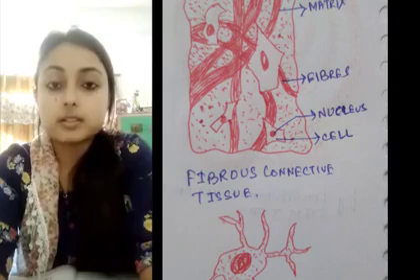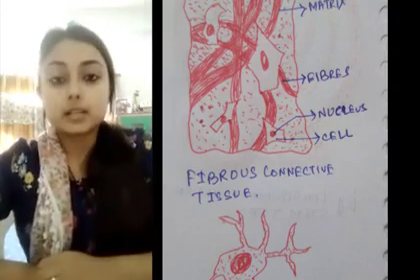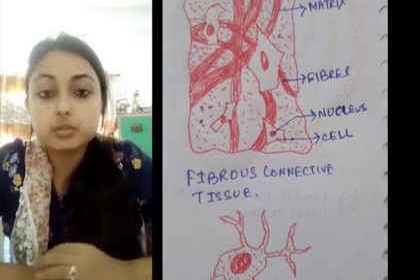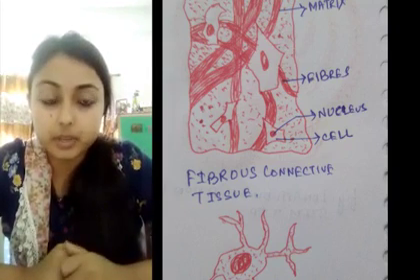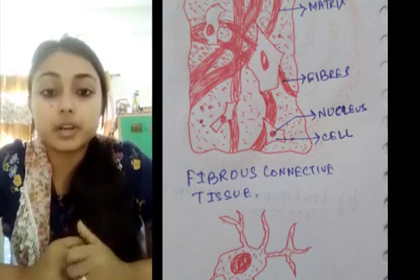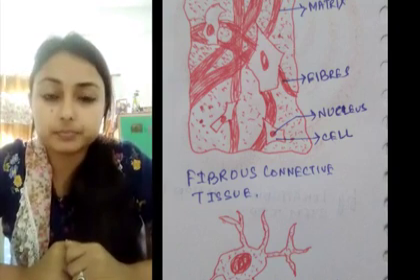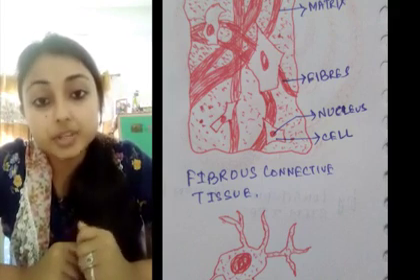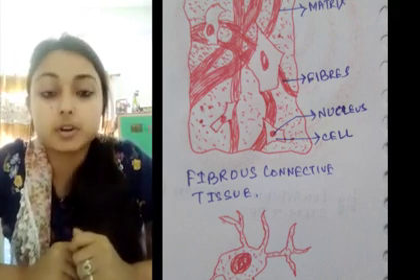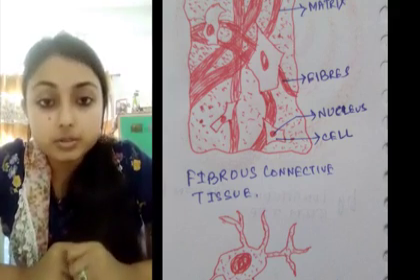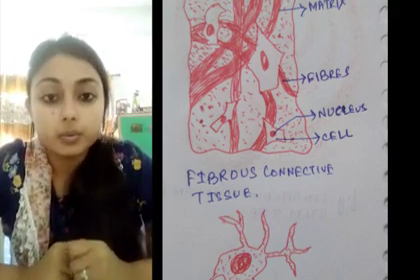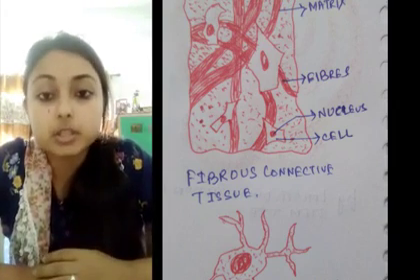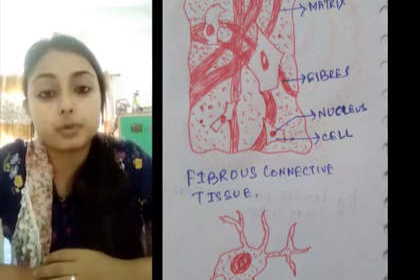Now let us come to connective tissue. From the name we can understand that connective tissues are the tissues that connect. Now what do they connect? They connect various tissues and organs. So connective tissues are specialized for connecting various tissues and organs. What is the purpose of connecting? For supporting them in order to keep them in the proper place.